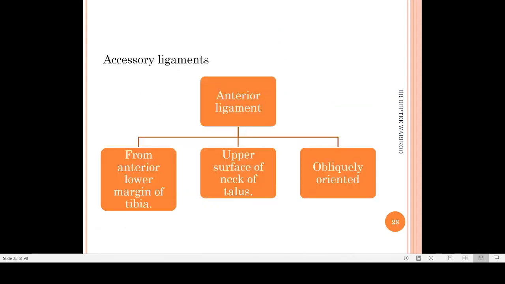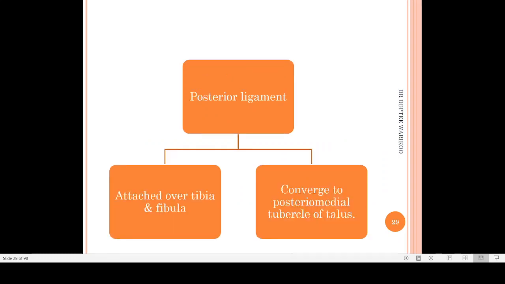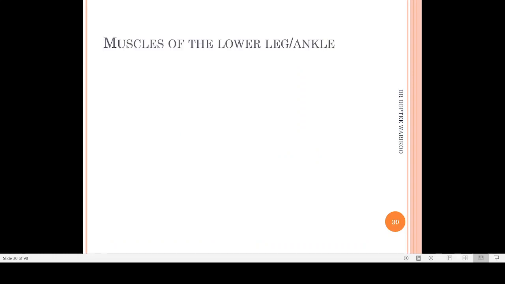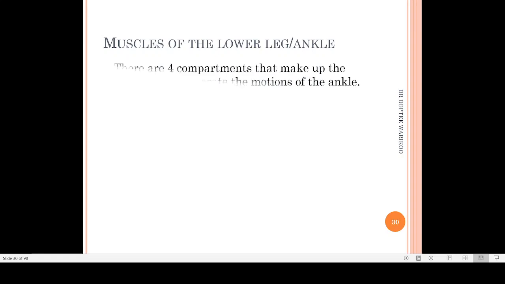Then we have the accessory ligaments. The anterior ligament is from the anterior lower margin of the tibia to the upper surface of the neck of the talus, and this ligament is obliquely oriented. Then we have the posterior ligament attached over the tibia and fibula and converging to the posterior medial tubercle of the talus.